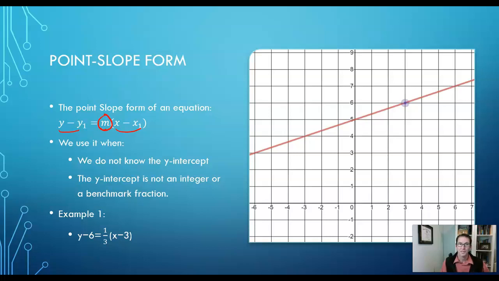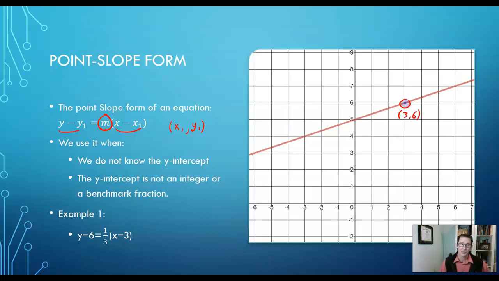We have in parentheses x minus x sub 1, and over here on the left, we have y minus y sub 1. Now, what those represent are the point on your graph, x1, comma, y1. As an example, I've got y minus 6 equals 1/3 times x minus 3. And so if you look at this point over here, notice that this is the point 3, comma, 6.